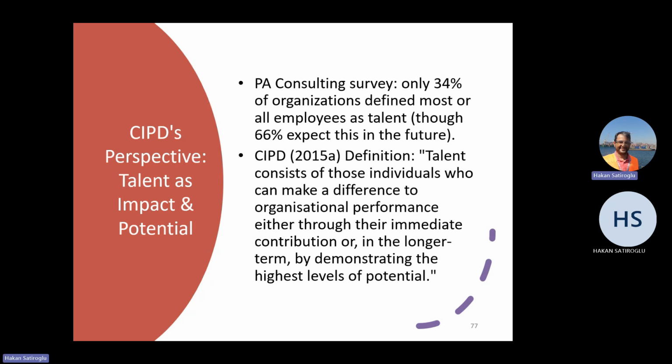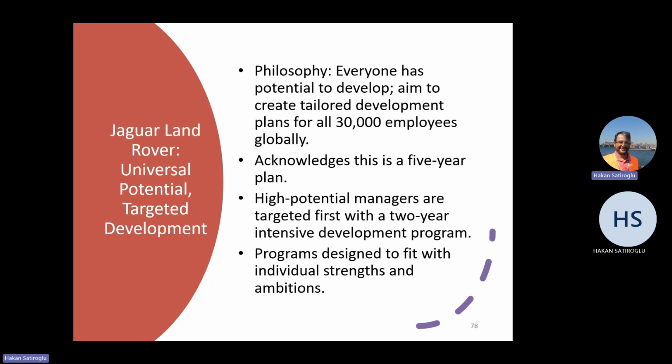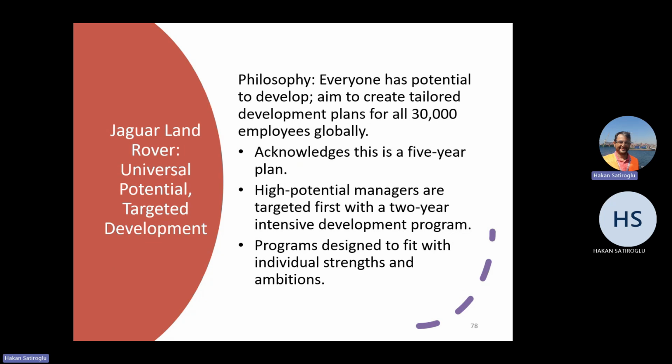A PA Consulting survey of 34 organizations, this is reality, found that few define most or all employees as talent, okay? As you can see, in general, the egalitarian way is not used in practice, okay? I think this slide is okay for the textbook. And another example is from Jaguar Land Rover. Everyone has potential to develop; they aim to create tailored development plans for all 30,000 employees globally. Acknowledge this is a 5-year plan.